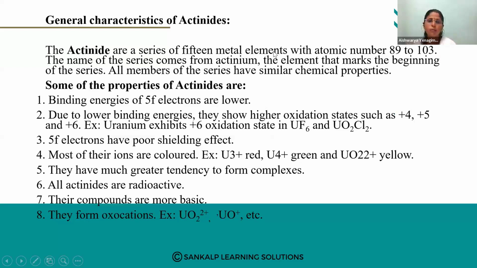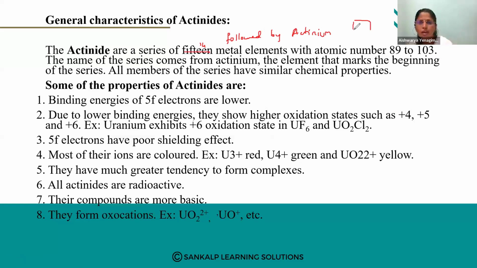Considering actinium, you can write 15. 15 metal elements? It is 14 only. Please make this point very clear. This is 14 elements followed by actinium. I have told you also why it is called followed by actinium.